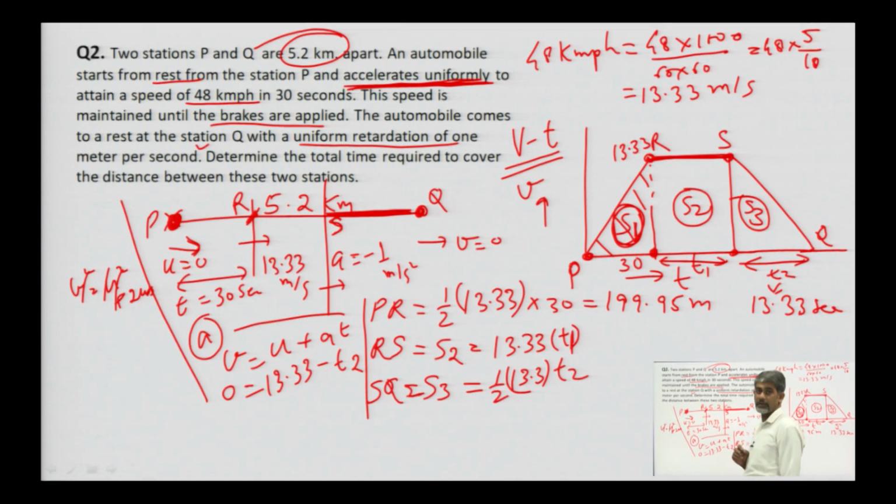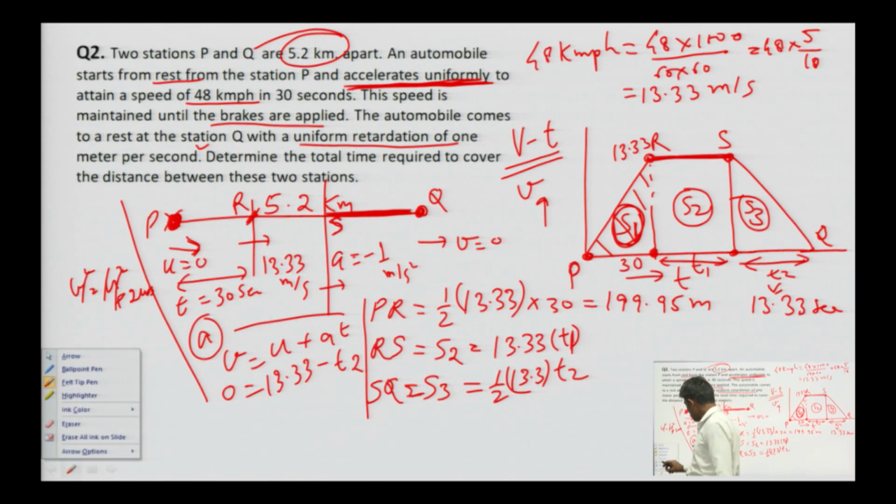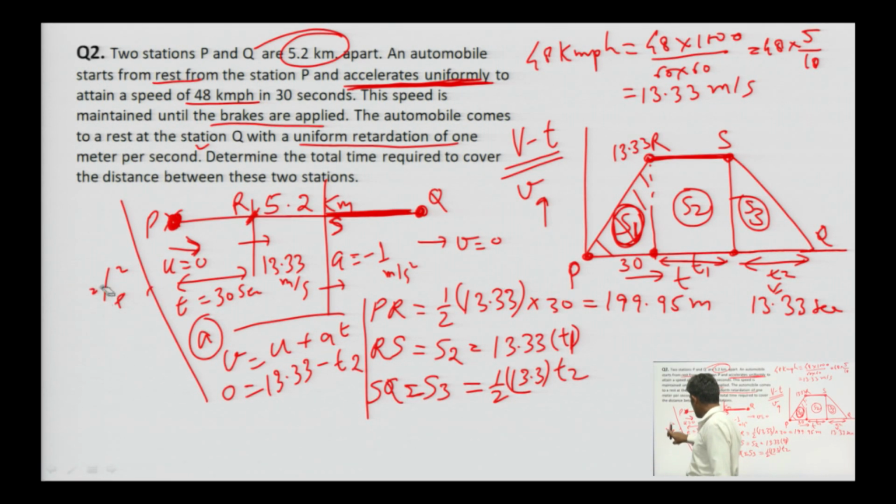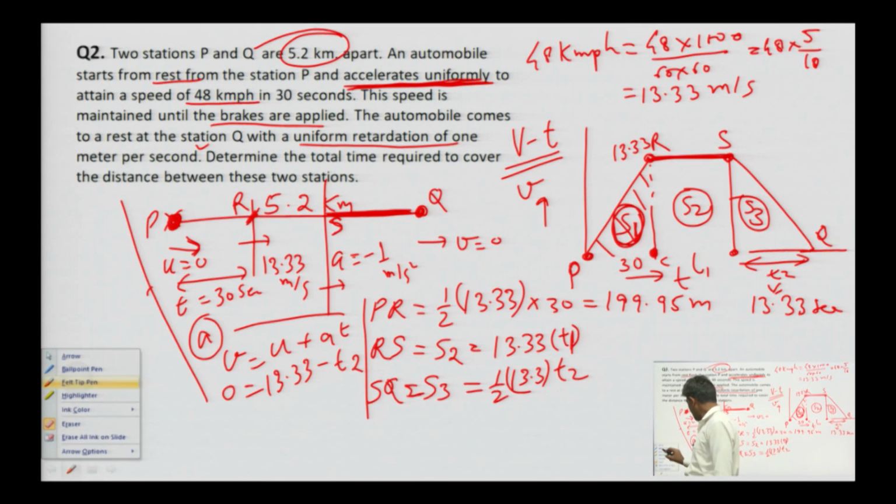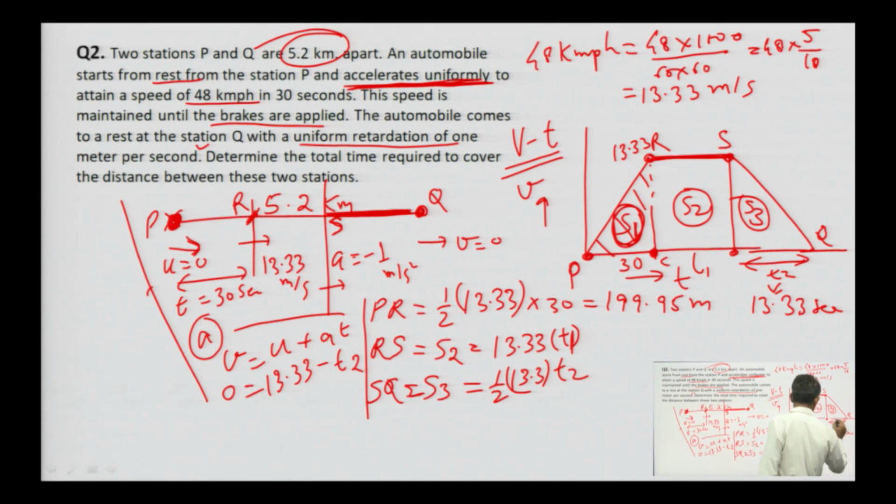That value we have calculated is 13.33 seconds. The next thing we need to calculate is the value of T1. That T1 will be calculated by summing these two. T1 is known to us, T2 is known to us, so that value has been calculated.